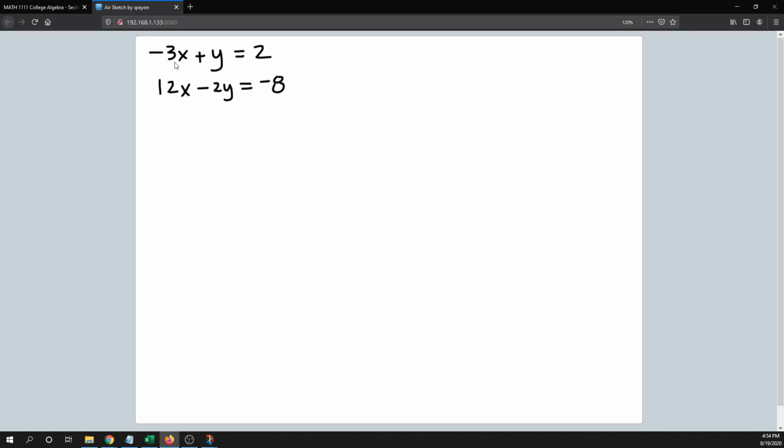All right, so I'm going to pick one of the equations and pick a variable in that equation to solve for, and I am going to pick the first equation and solve for y because it has a 1 right here, and that will make it pretty easy to do. Starting with minus 3x plus y equals 2, all I need to do to solve for y is add 3x to both sides. And when I do that, I get y equals 3x plus 2.